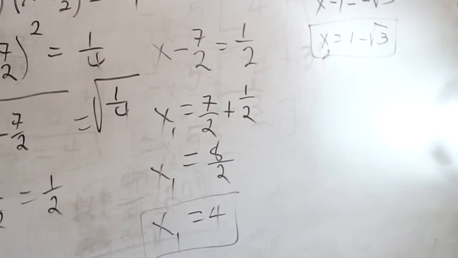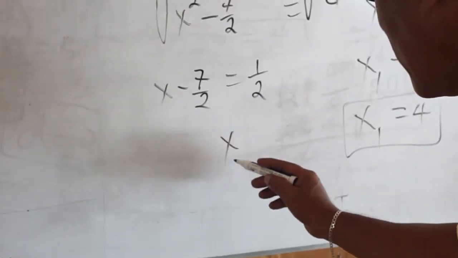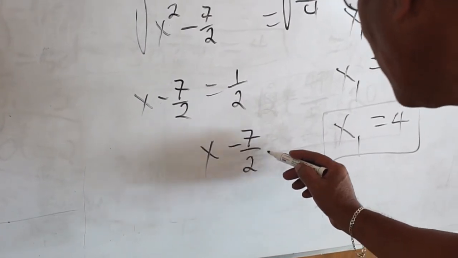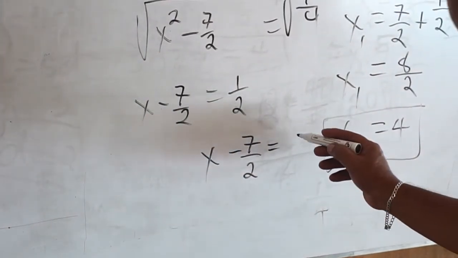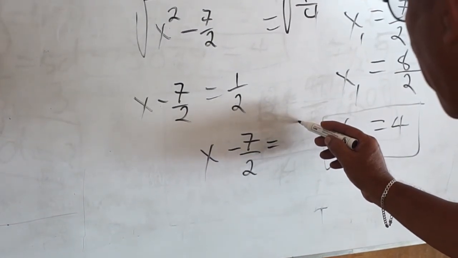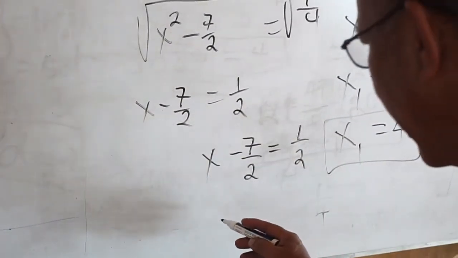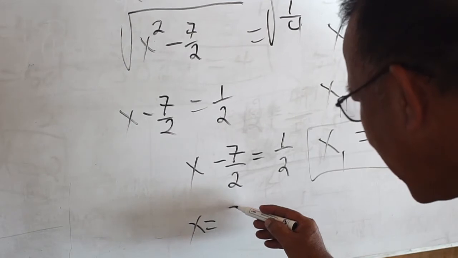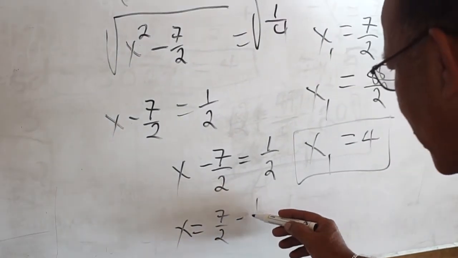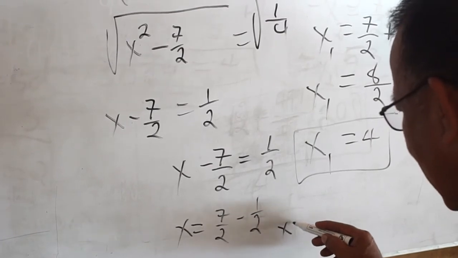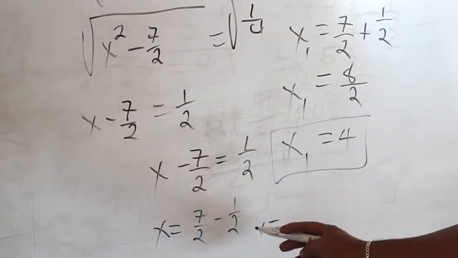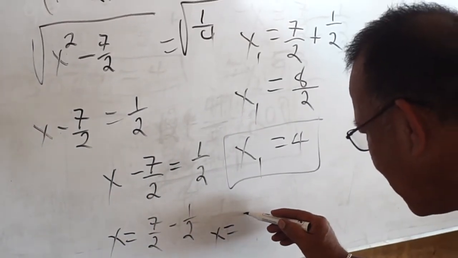Next, let us solve the second element. The second element: x minus 7 over 2 is equal to negative 1/2. So x is equal to 7 over 2 minus 1/2. So x is equal to 7 minus 1 is 6, then 6 divided by 2, so the second element is 3.